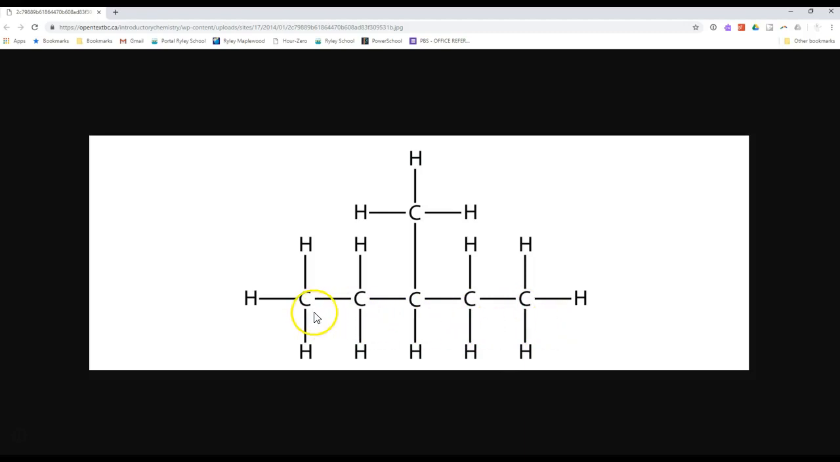We would number these from left to right, because it doesn't make a difference if we number them right to left or left to right. The branch still comes off of the middle. So this would be 1, 2, 3, 4, 5. We have a branch coming off of carbon 3, the 3rd carbon. Here is our branch. So this is a pentane with a single methyl branch coming off of carbon 3. So we would call this 3-methyl pentane. Okay, so that's one example.